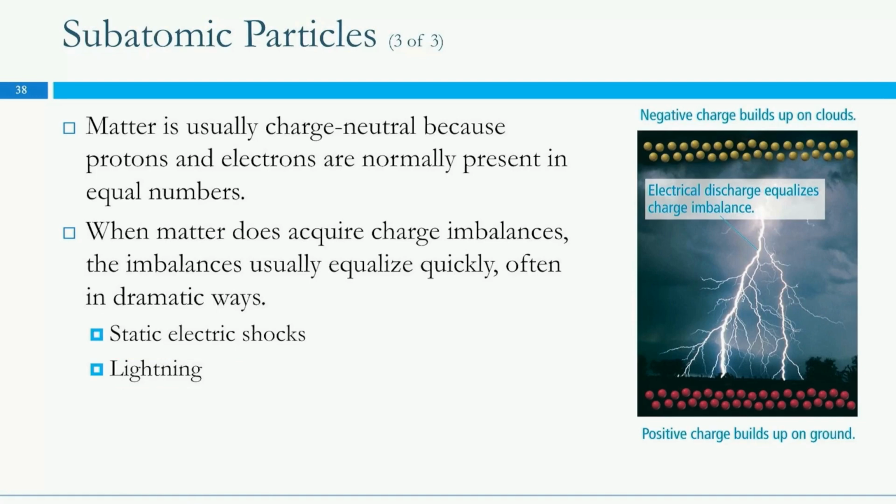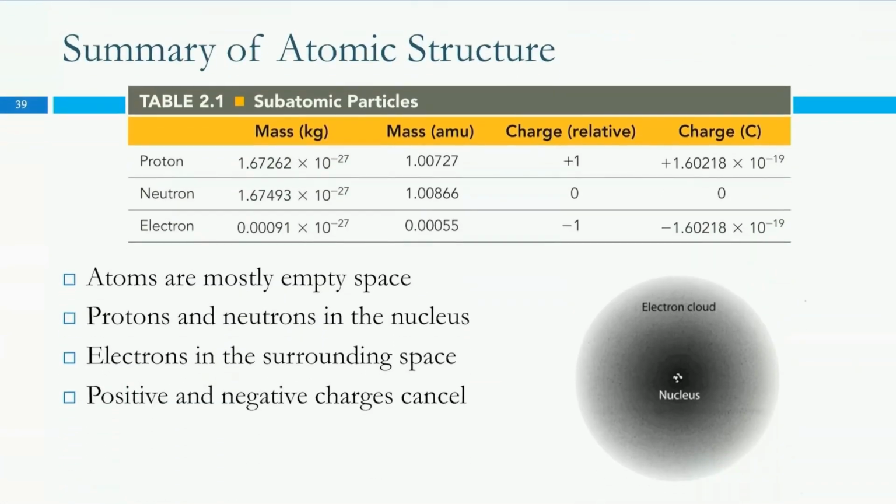Lightning's really cool because if you can super slow-mo the lightning, you can see the tendrils reaching out from the cloud, and then one of them connects, and that's where all of the charge is balanced through. All right, so here's the summary of basically everything that you need to know about atomic theory and the structure of the atom.